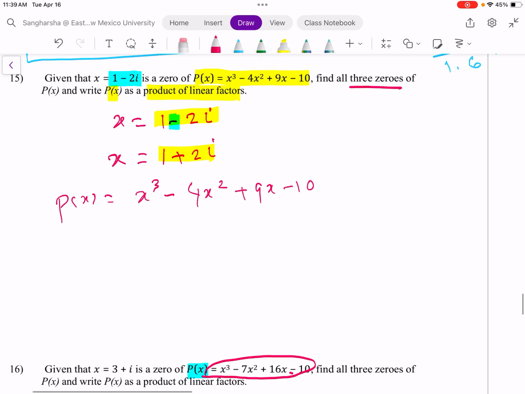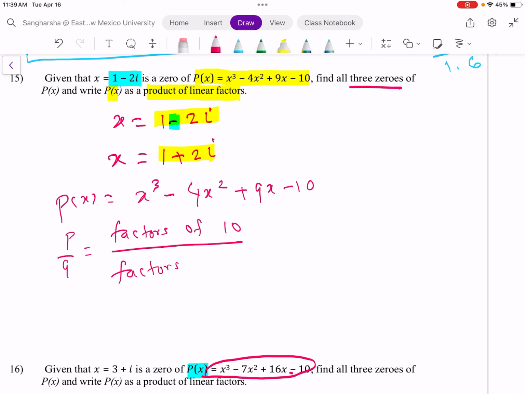Now how do we find the real 0? To find the real 0, what makes it easier? We introduce the rational 0. So let's use the concept of rational 0. Okay, so our rational 0 is p over q, right? P is the factors of the constant, which is 10, and q is the factors of the coefficient of the leading term, which is 1.